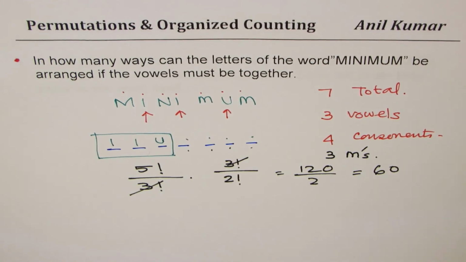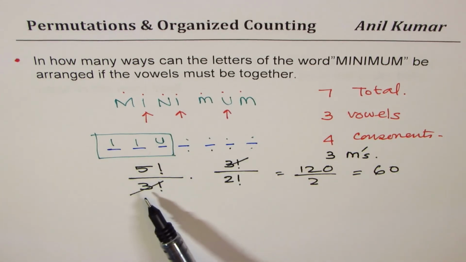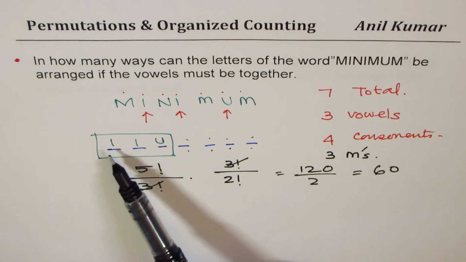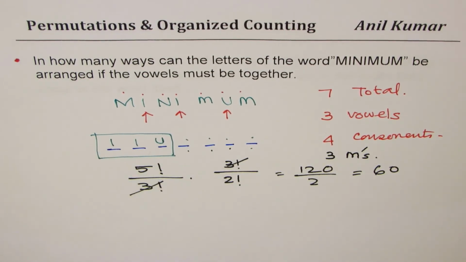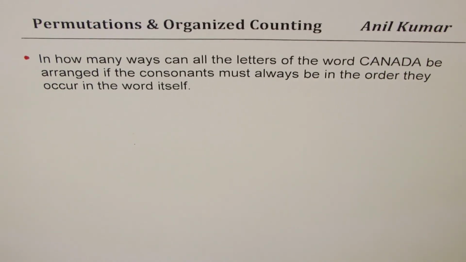So I'd like you to understand how we did this. There are 3 M's, right? Therefore, we divide by 3 factorial. And in this combination of vowels, we have 2 I's. So we divide by 2 factorial. Correct? The next question here is, we are almost at the end now.